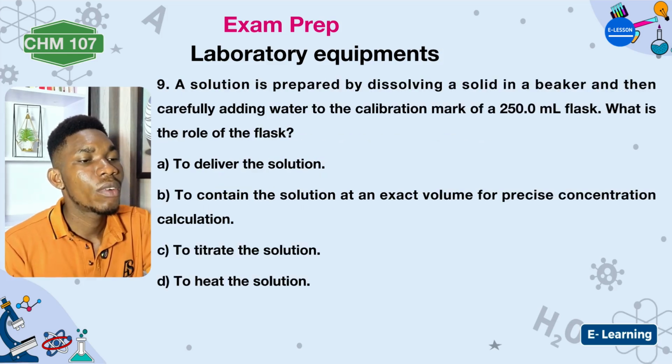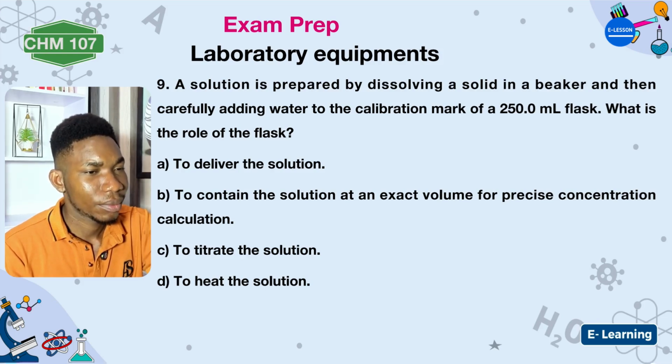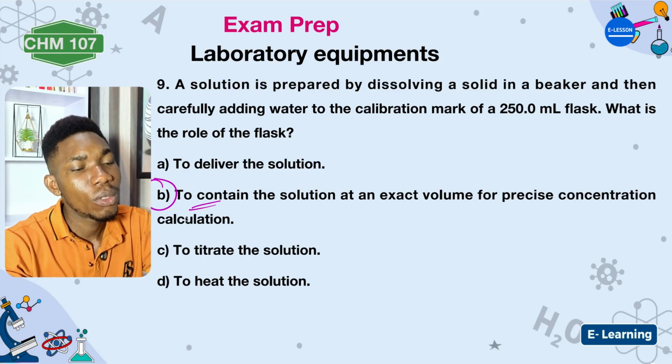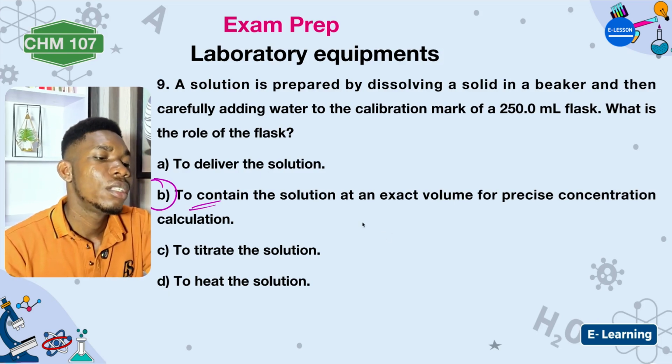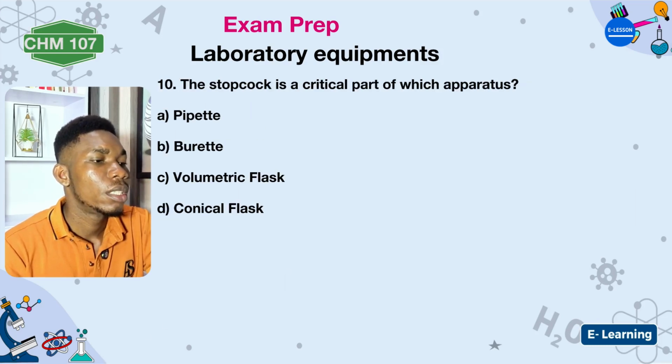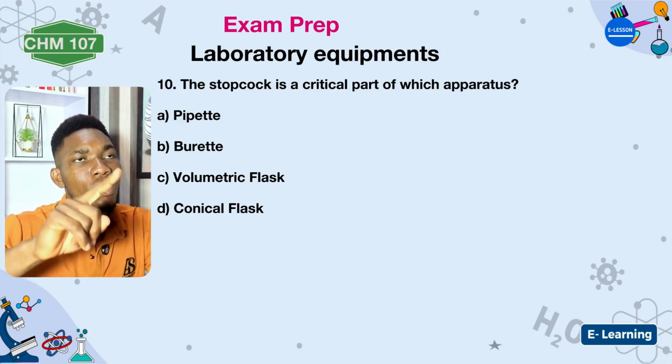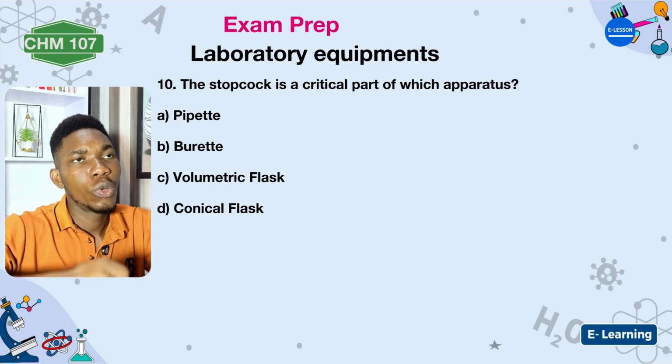A solution is prepared by dissolving a solid in a beaker and then carefully adding water to the calibration mark of 250 ml. What is the role of the flask? To contain the solution at an exact volume for precise concentration calculation, the volumetric flask, that is the role. I told you that the volumetric flask is used to measure exact volume.